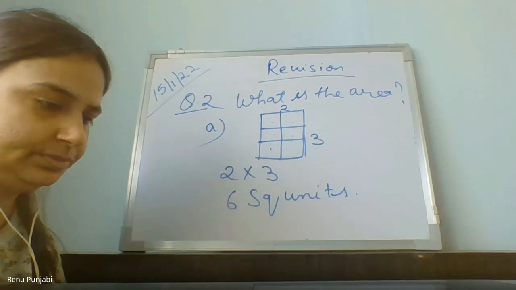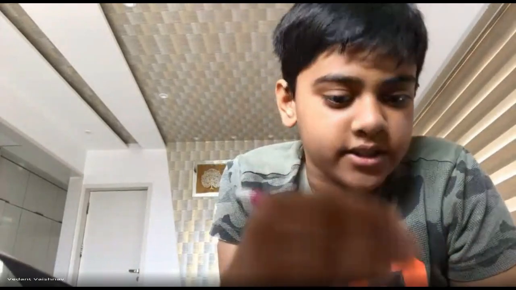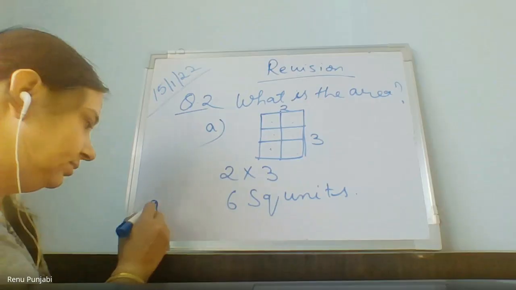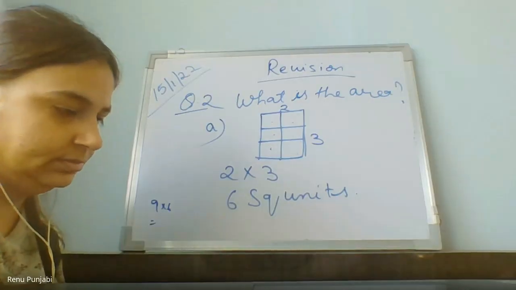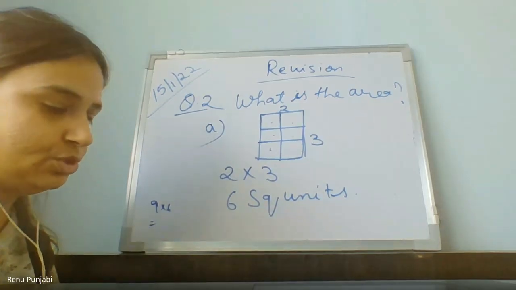I can give an example of a circle. Yes, give. Okay, ma'am. So, ma'am, there is a rectangle whose breadth is 9 feet and width is 6 feet. So 9 by 6 equals 54. 54 square feet.